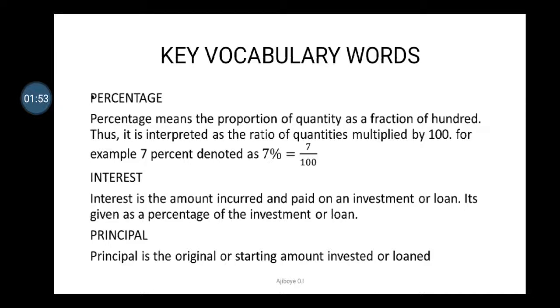Principal. Principal is the original or starting amount invested or loaned. So the original amount the friend gave to you is referred to as the principal. What it means is we have two types of amounts: the starting or original amount, and another amount which is expected to be paid back with interest. The interest plus the original amount gives you the total amount after the interval. So we take note of that.